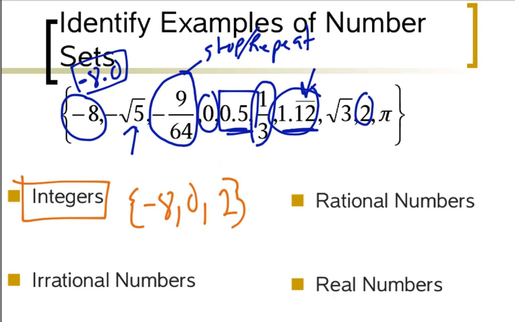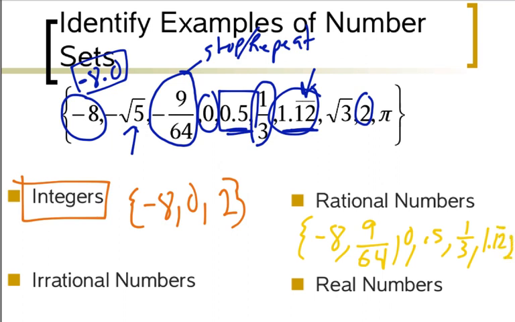So that means I would put down in a set down here, I'd have negative 8. Then I would have 9/64, and then I'd have my 0, my 0.5, my 1/3, the 1.12, and my 2. And I ran out of room for my bracket. So that's a set of rational numbers.